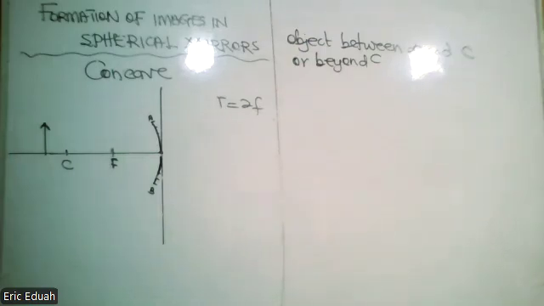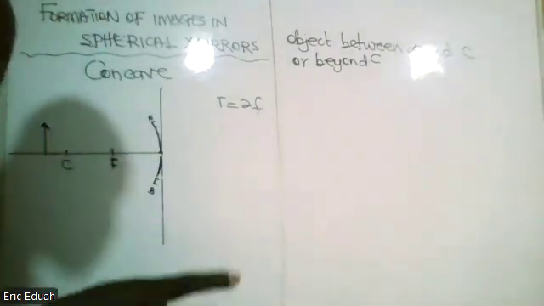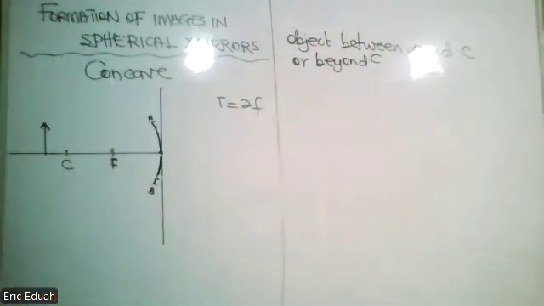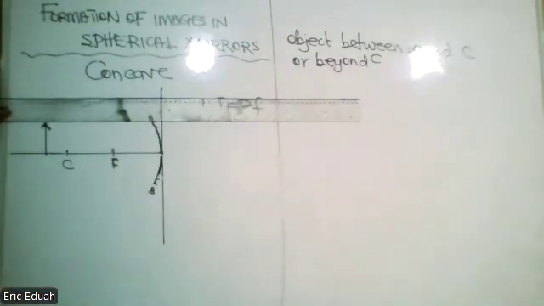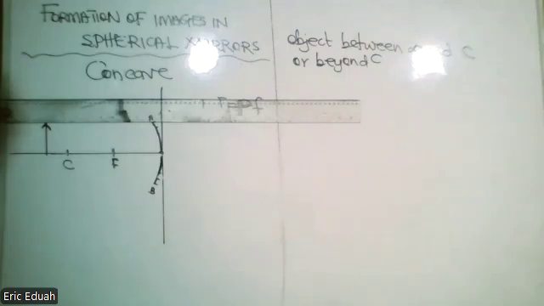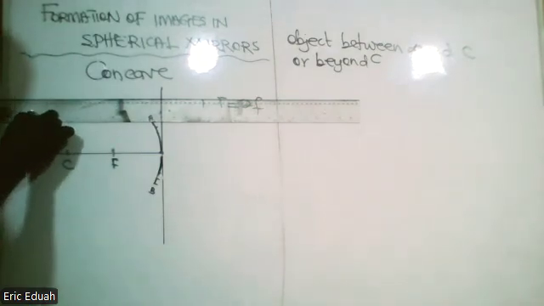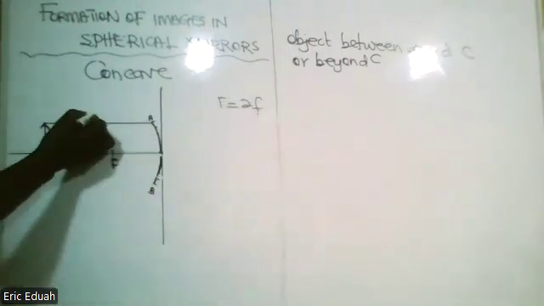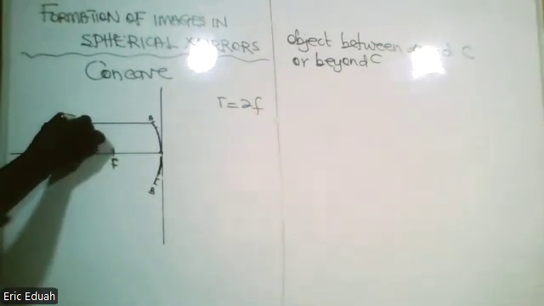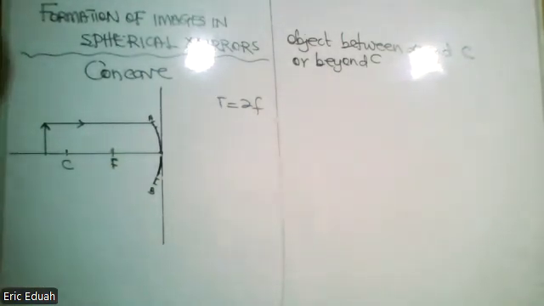We are going to use the rules to form the image. And you need just two of the rules to form an image. So see how I'm going to apply the rules to a ray of light. The rays are always coming from the object, so you need to trace the incident ray to the object. A ray of light from the object goes parallel to the principal axis. After reflection, what must happen?